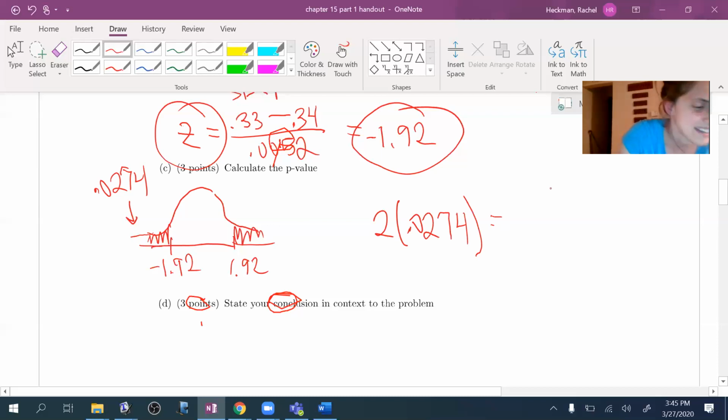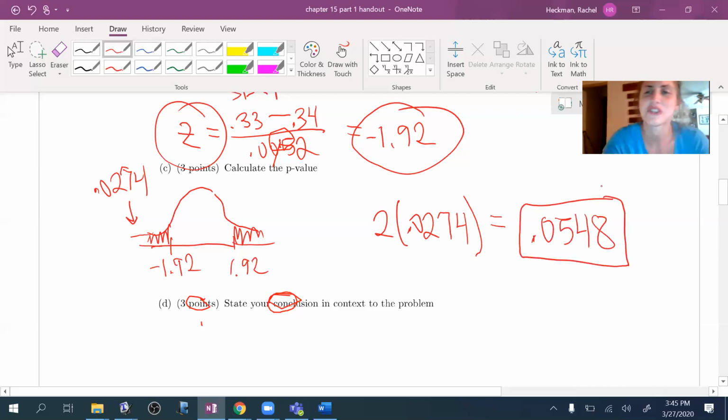And I'll get 0.0548. This is our p-value. Because it's two-tailed, my not equals to symbol in my alternative hypothesis, I need to find this end of my tail and this end of my tail. Because our Z table is symmetric, I really just need to find one end and multiply it by 2. So here's my p-value, 0.0548.